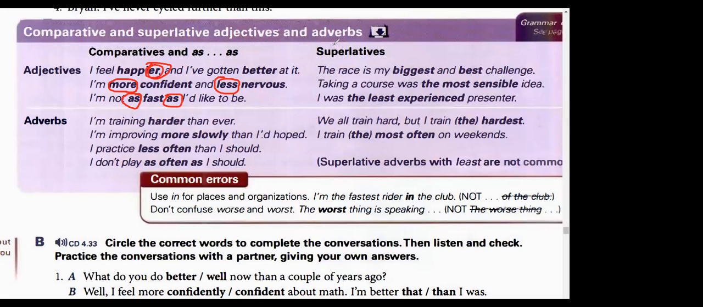And superlatives, we have the ending est or the irregulars, the best, the determiner most or least, and of course next to the article the. So we have the biggest and best, taking the most, I was the least. Those are superlatives.